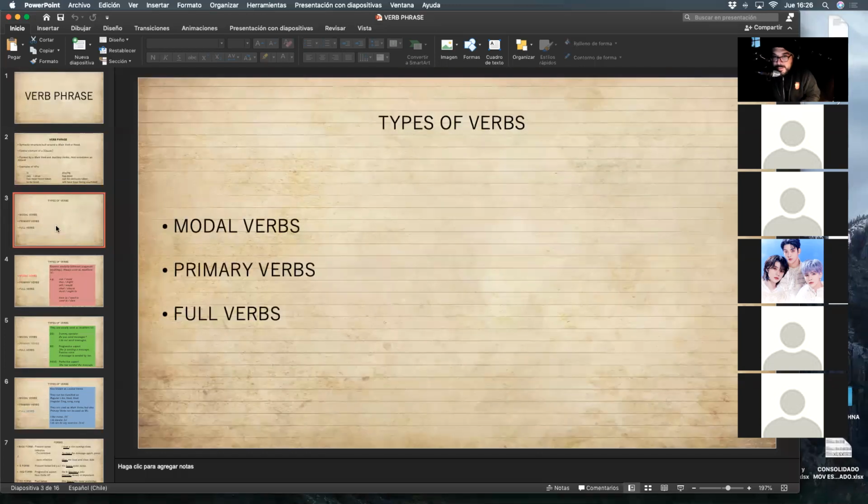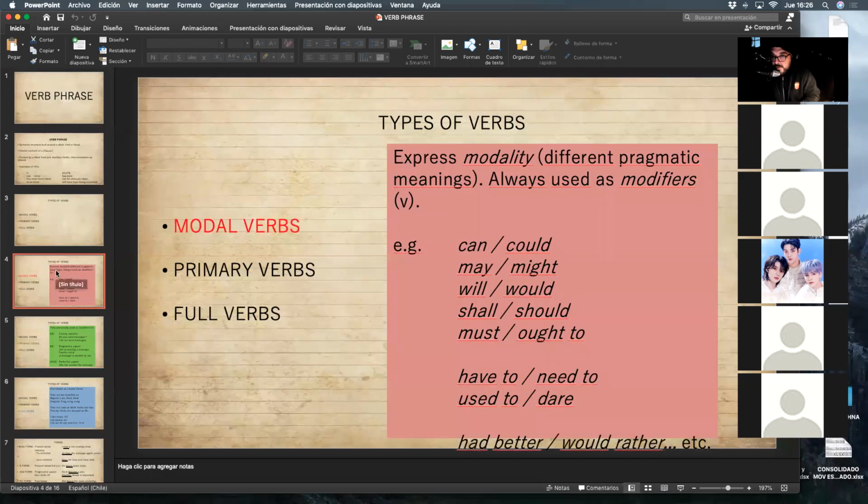Types of verbs. English verbs can be classified at least into three different categories: the idea of modal verb, primary verb, and full verb. I would add another one, a fourth one, the idea of semi-modal, but they are inside of modal verbs, right? Modal verbs express modality, which means pragmatic meaning. They are always used as modifiers.